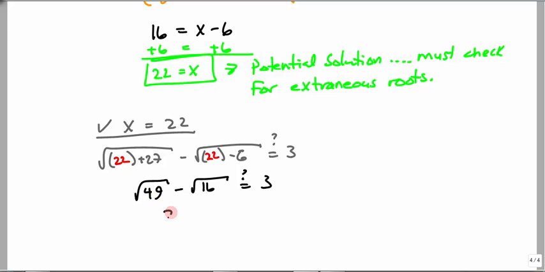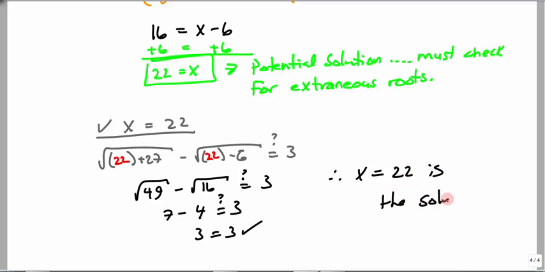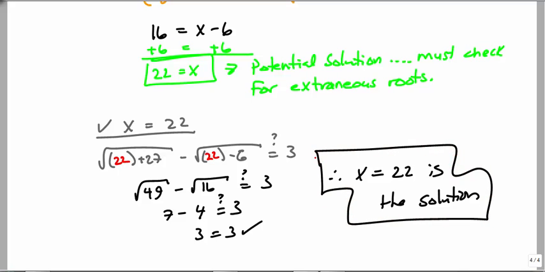Square root of 49 is 7. Square root of 16 is 4. 7 minus 4 is indeed 3, so this checks. Therefore, x equal 22 is the solution. And again, we saw that from our original graph as well.